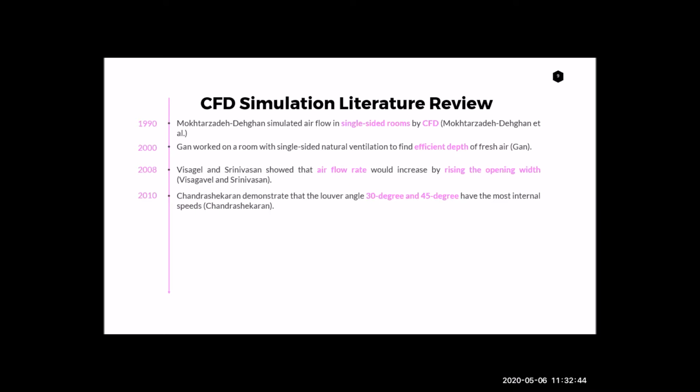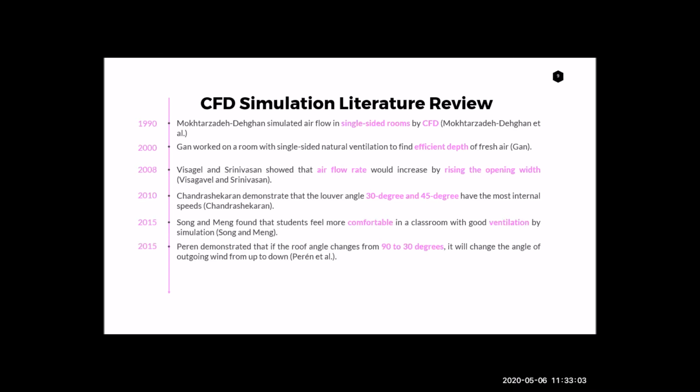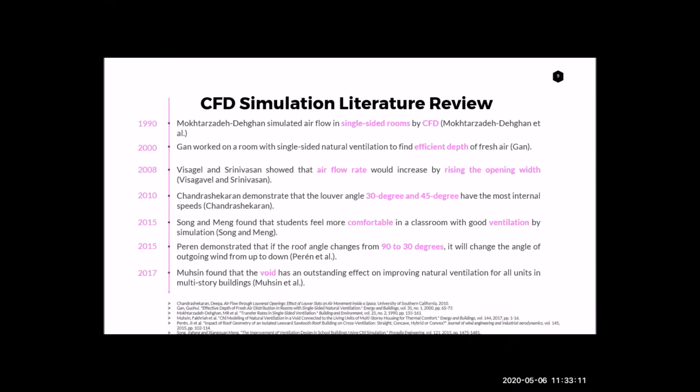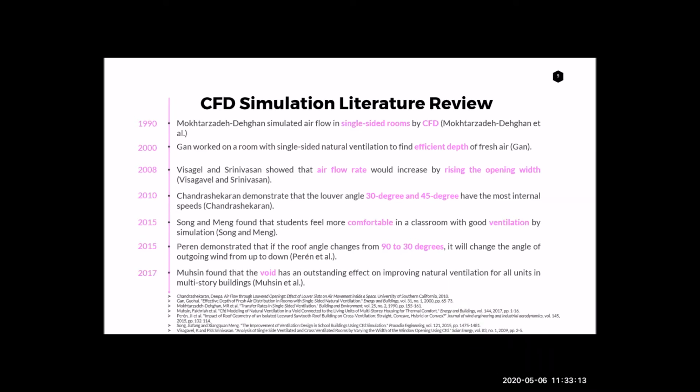The scholars demonstrated that louver angles of 30° and 45° have the highest internal speeds. Other researchers found by simulation that students feel more comfortable in a classroom with good ventilation. They understood that if the roof angle changes from 90 to 30 degrees, it will change the angle of outgoing wind from up to down.